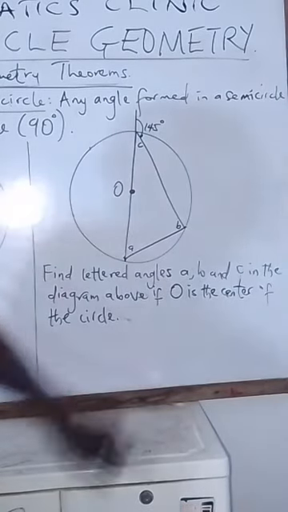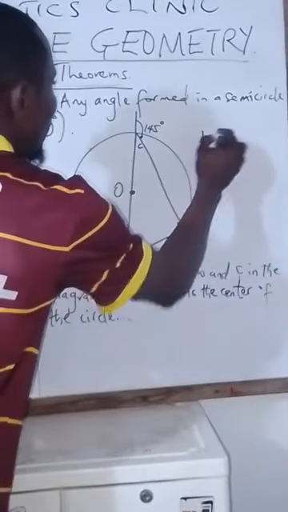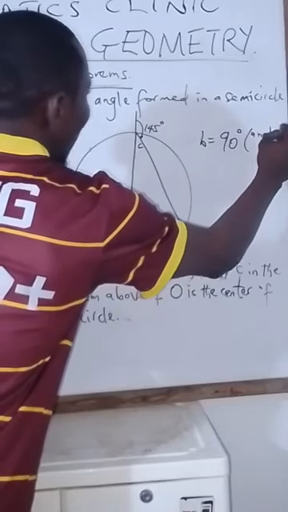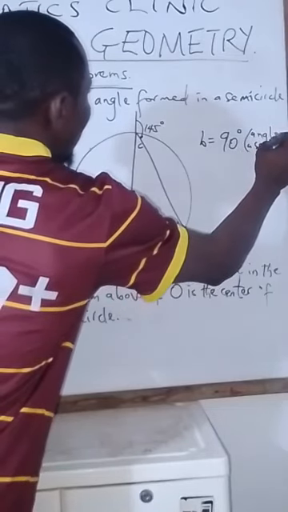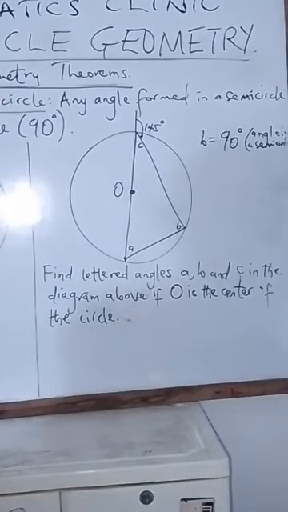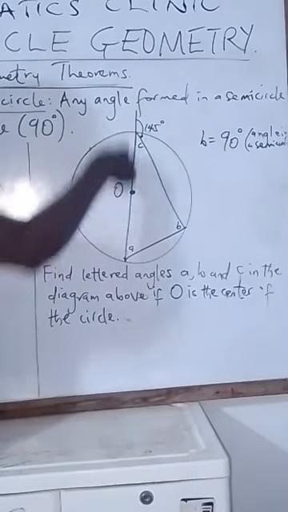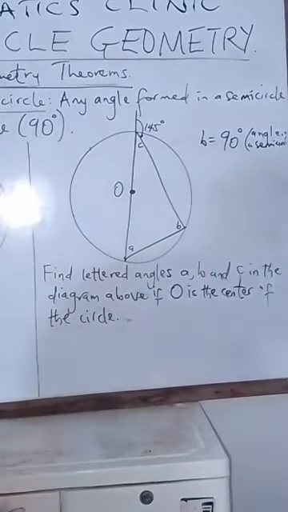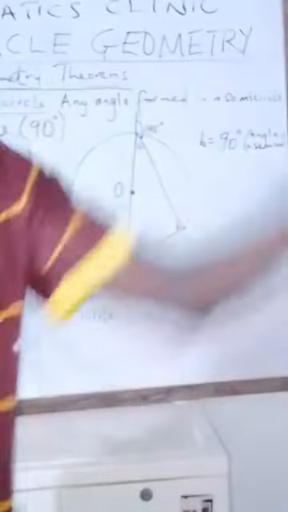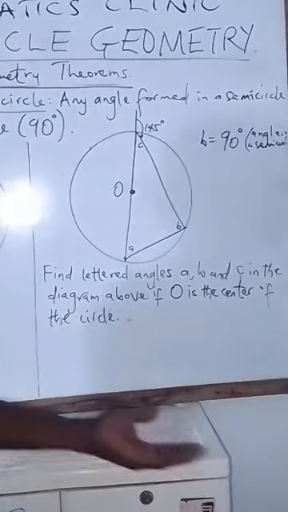Meaning the first angle to look out for is angle B. Just go ahead and say angle B is equal to 90 degrees. Why? Because it is an angle in a semicircle. Next, look at angle C and angle 145. They are both on a straight line. And we know that angles on a straight line, when you add them together, must give us 180. That was primary school arithmetic.